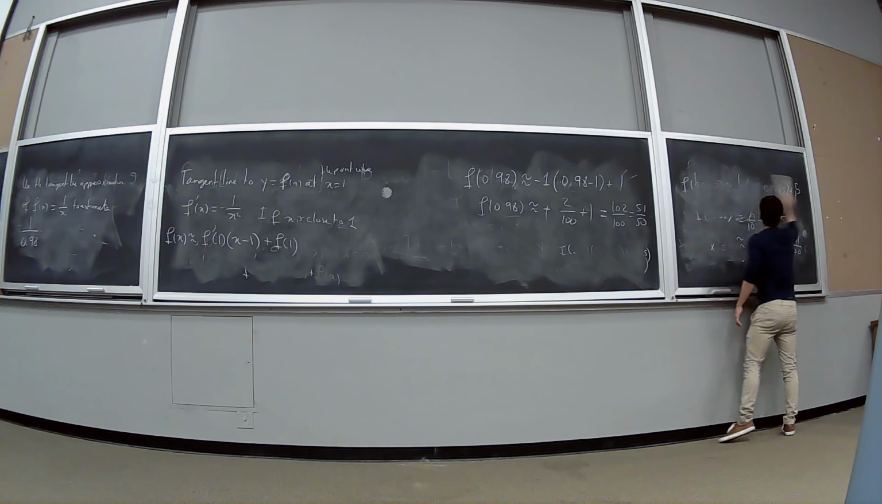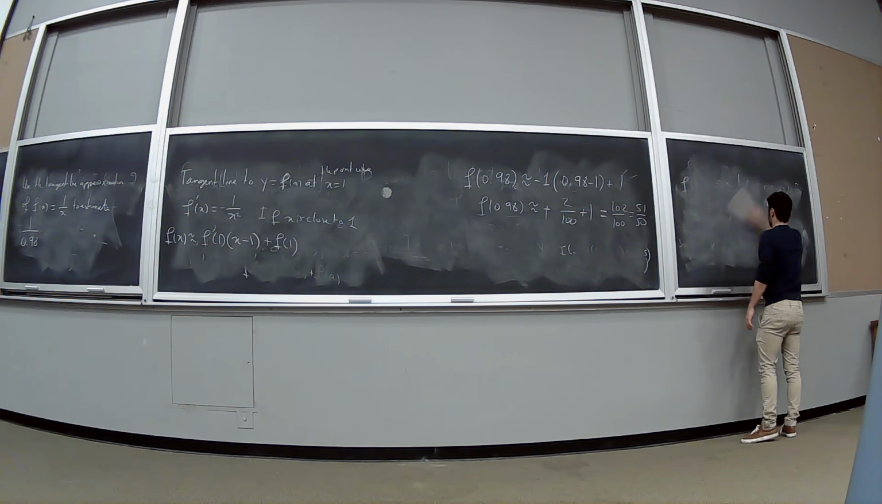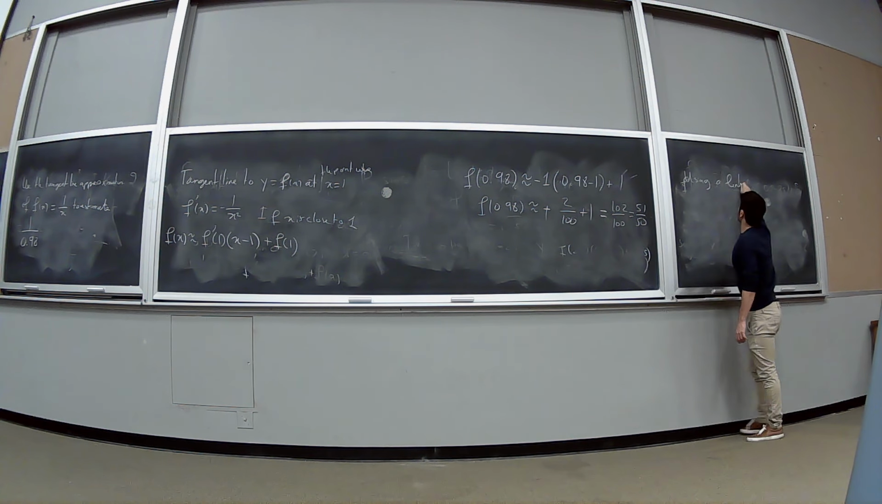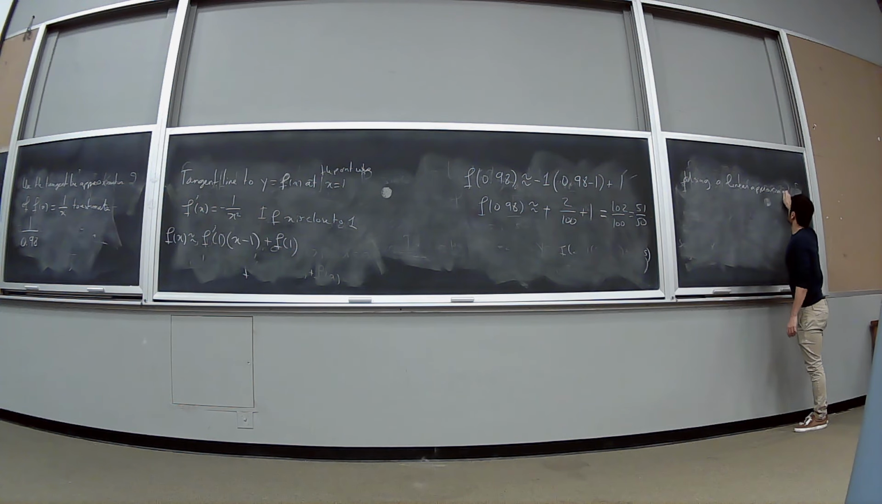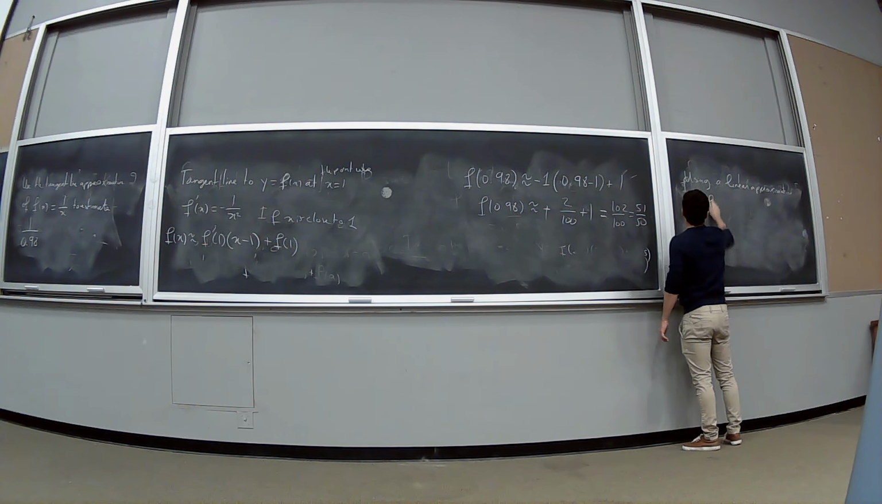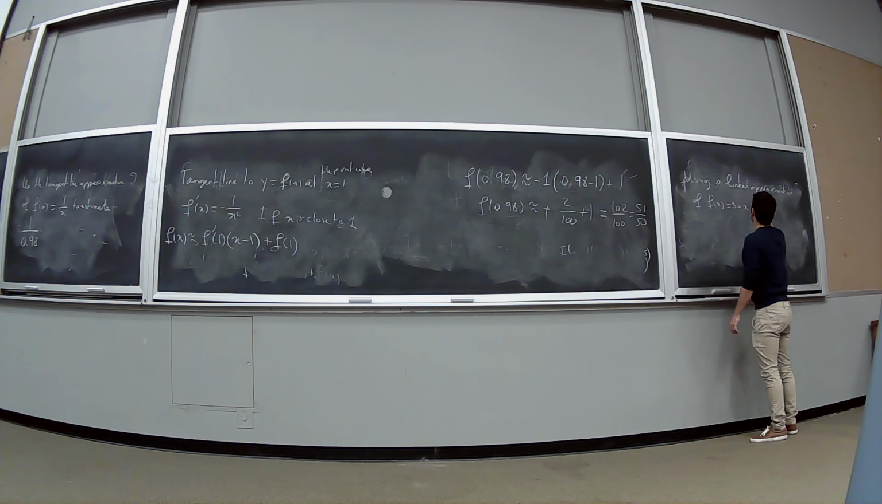Approximate using the linear approximation. This is called a linear approximation of f of x equals sine x around a suitable point.